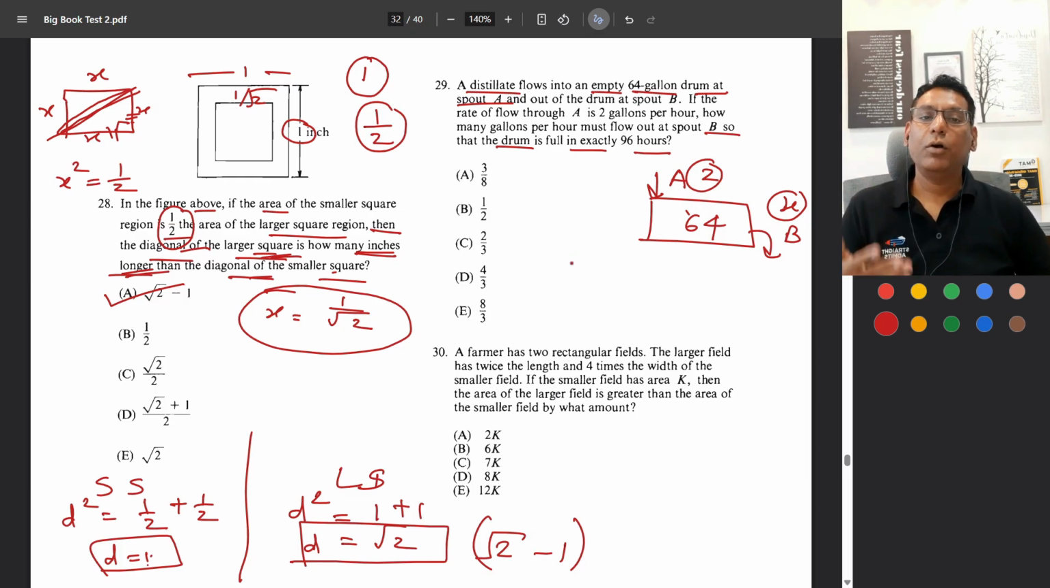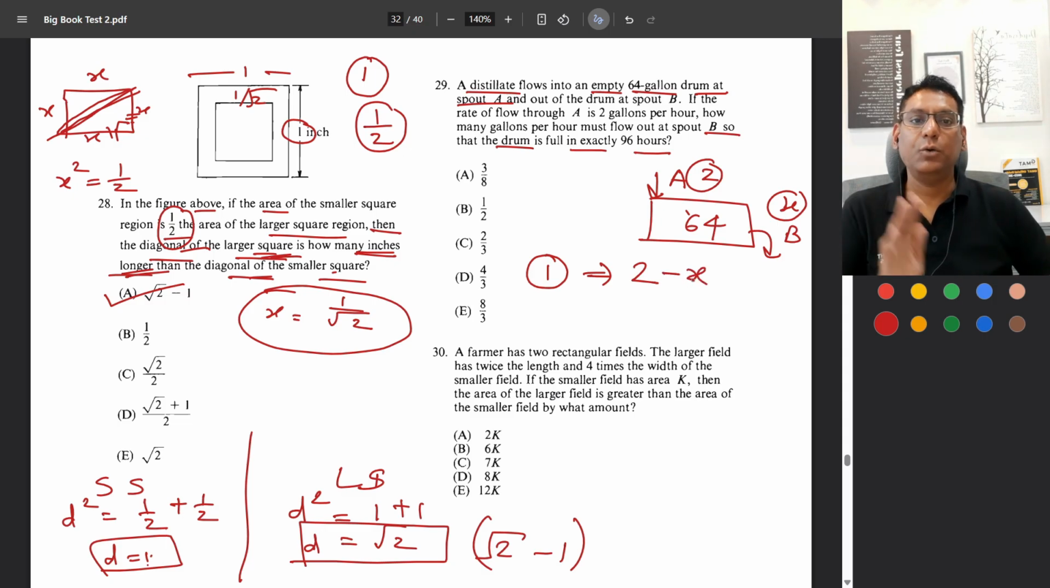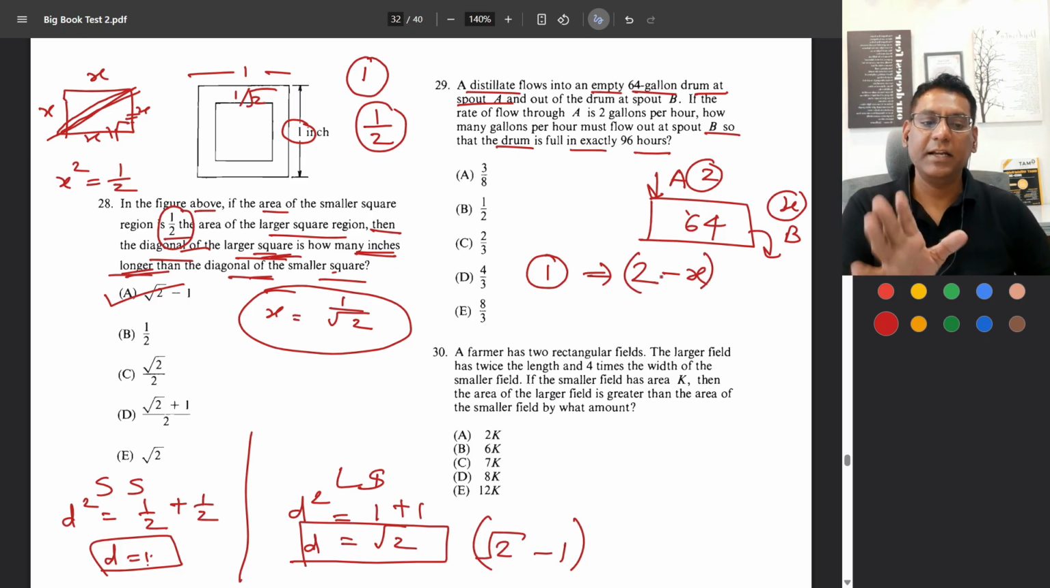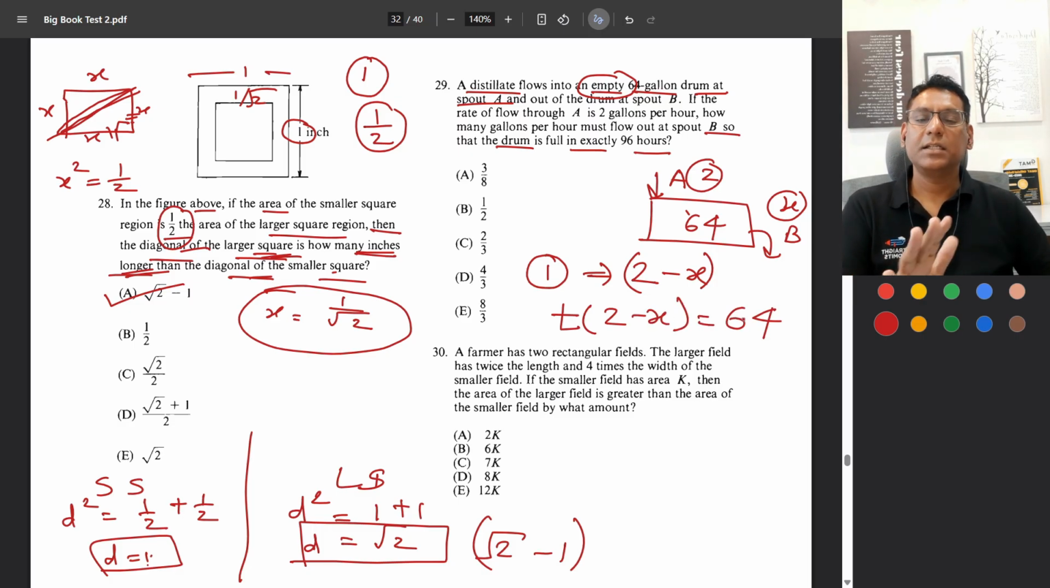So to find out how long it will take for the drum to be full, let's say it takes 1 hour. What happens at the end of 1 hour? You get 2 gallons in and you get X gallons out. Every hour, this much volume is getting added to an empty drum. So how long will it take? Let's say it takes T hours. So for T hours, every hour 2 minus X is getting added. At the end of the T hours, 64 gallons is added.